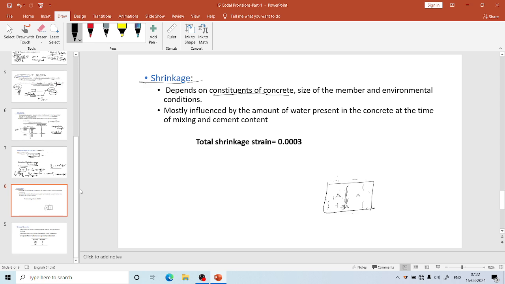So shrinkage depends on the constraint of the concrete, size of the member, and surrounding environmental conditions, like how much humidity and temperature there is. It depends on all these conditions. But it is mostly influenced by the amount of water present in the concrete at the time of mixing. So if it is more, shrinkage cracks will be more, and it also depends on the cement.